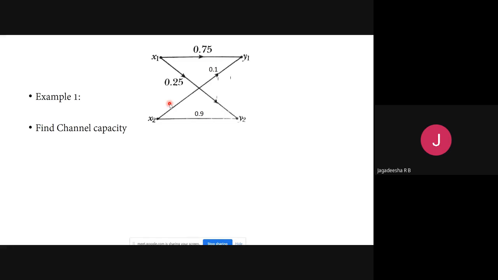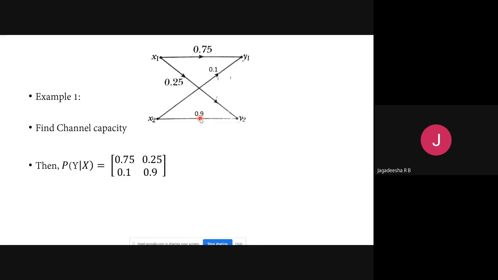So first, find the channel capacity. A channel is given, it's a 2 cross 2 channel. So here we have two inputs, X1 and X2, and two outputs, Y1 and Y2. And the transition probabilities are given. P11 is 0.75, P12 is 0.25, P21 is 0.1, and P22 is 0.9. Then find the channel capacity.